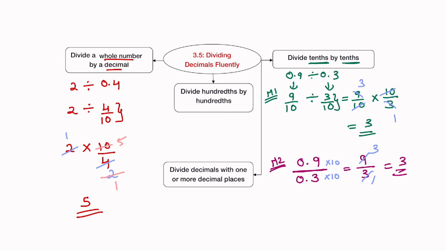So whichever method you prefer, you can use, unless it's mentioned to use a particular method. And when we do independent practice, we'll try to use both methods. Let's move to the third one. It says divide hundreds by hundreds. So it's exactly this process.